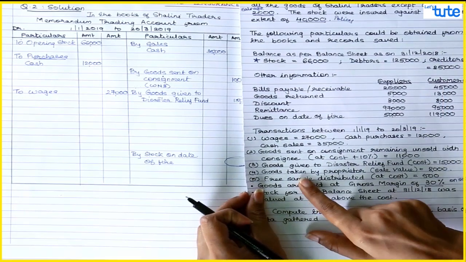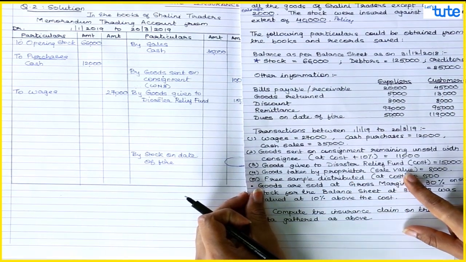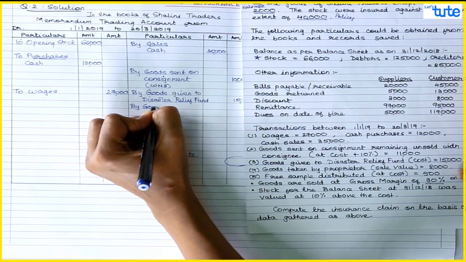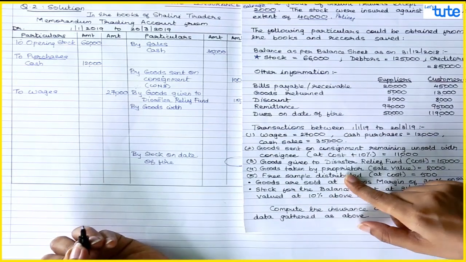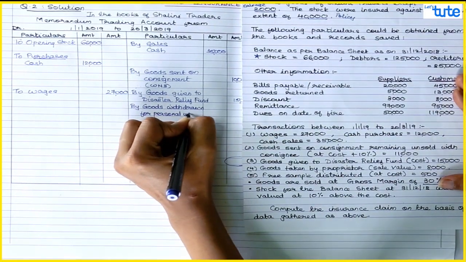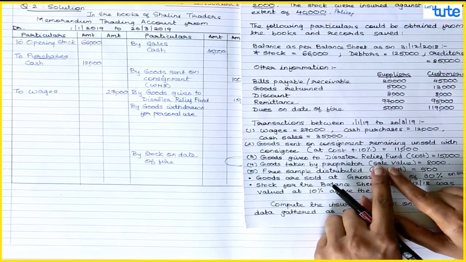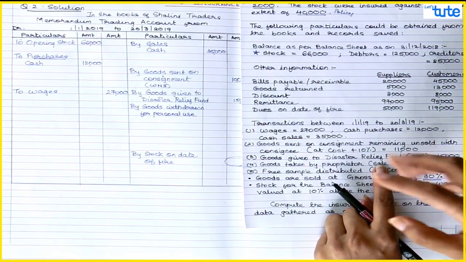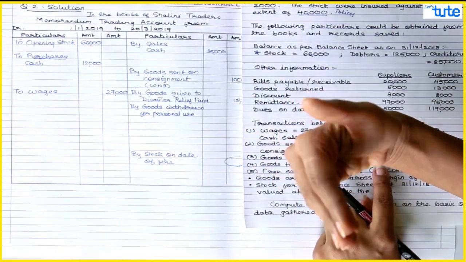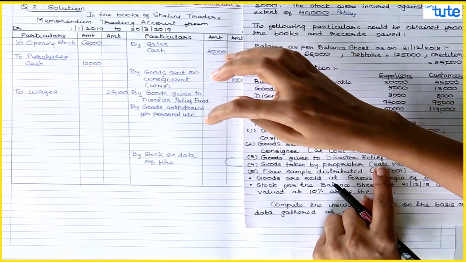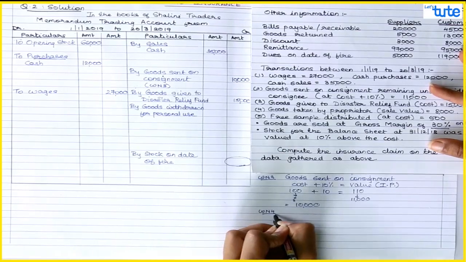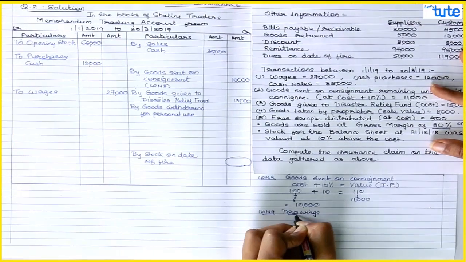Next, goods taken by proprietor at sale value. Now this is your drawings, so we say by goods withdrawn for personal use, or we can even say goods taken by proprietor, that is also okay. Goods withdrawn for personal use. Again this is given at sales value, but we have to find out this at cost because goods are going out of the business which is not sold, it is just withdrawn for personal use. So this would be valued at cost. So we can find out this by doing working note 4, that is for our drawings.